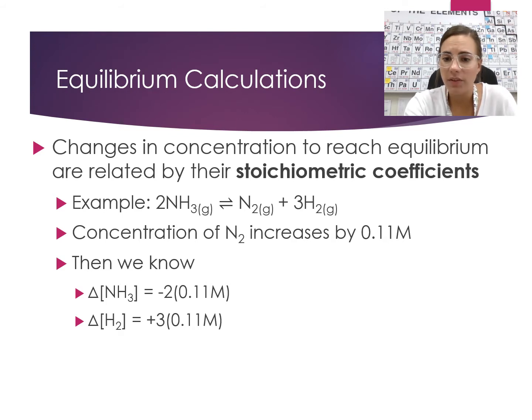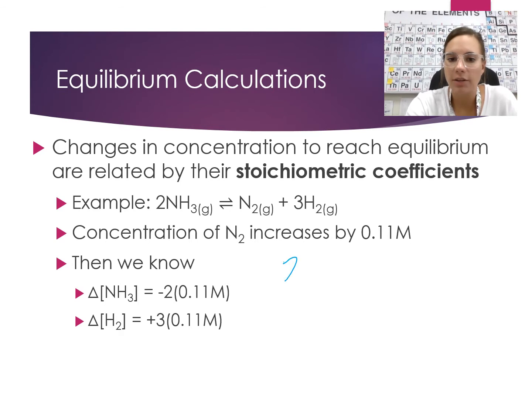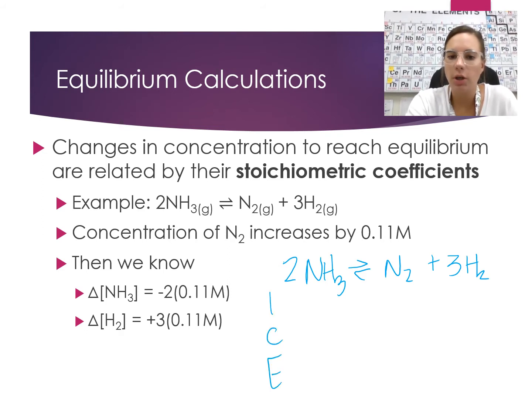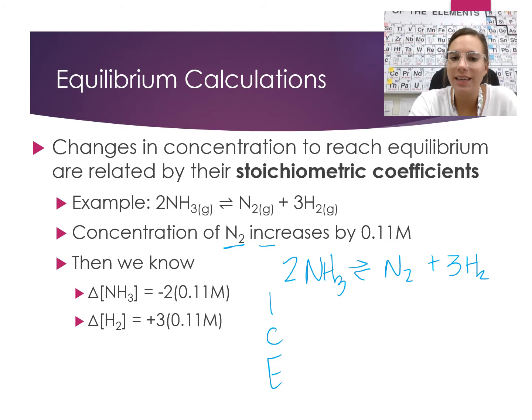So I have it written on the slide, but I'm going to rewrite it in the form of an ICE chart. So I have my reaction, 2NH3 in equilibrium with N2 and 3H2. All right, so initial, change, equilibrium. Now, for this example, I'm not told my initial, but I'm told that the concentration of N2 increases by 0.11. So then I know that my change here is 0.11.